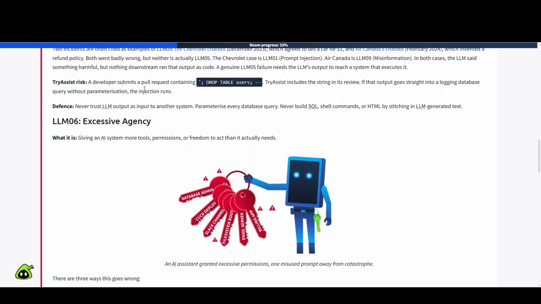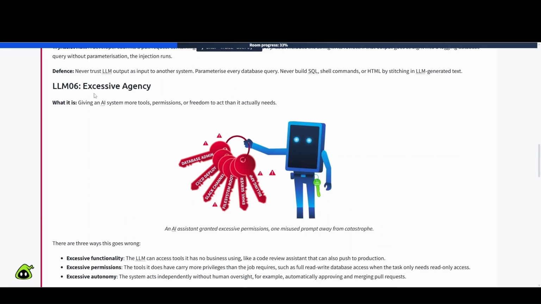TryAssist risk: a developer submits a pull request containing this here, right? So it looks like some kind of SQL query here, right? Drop table users. TryAssist includes the string in its review. If that output goes straight into a logging database query without sanitization, the injection runs. Defense: never trust LLM output as input to another system. Parameterize every database query. Never build SQL, shell commands, or HTML by stitching in LLM generated text.